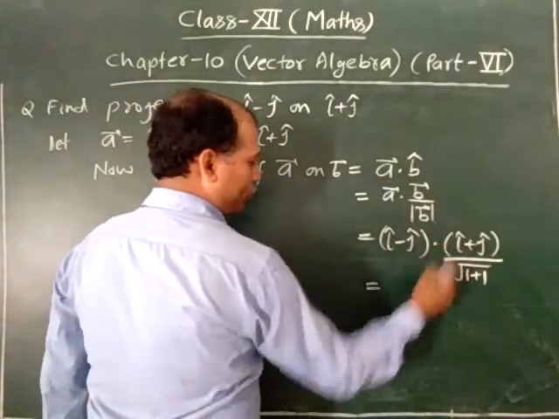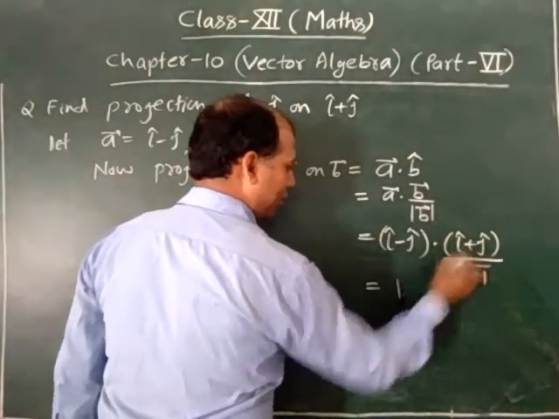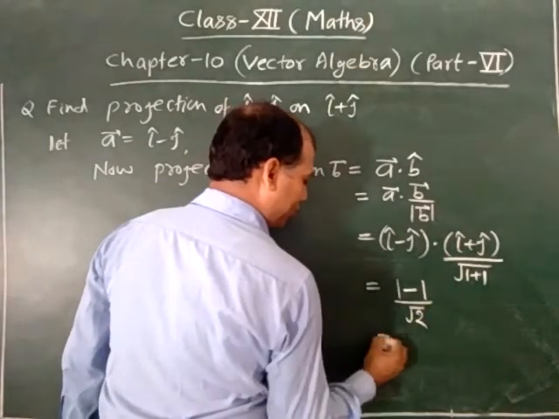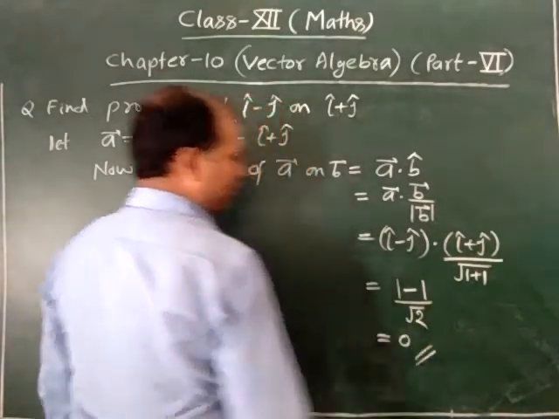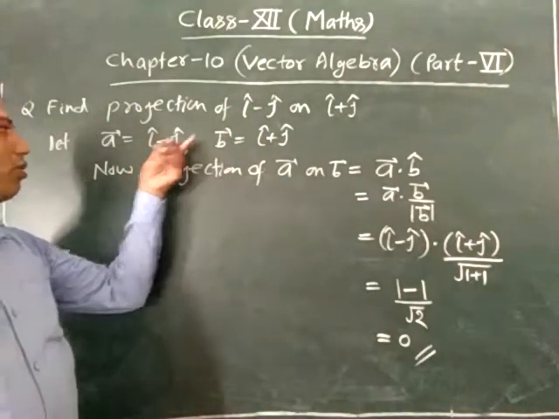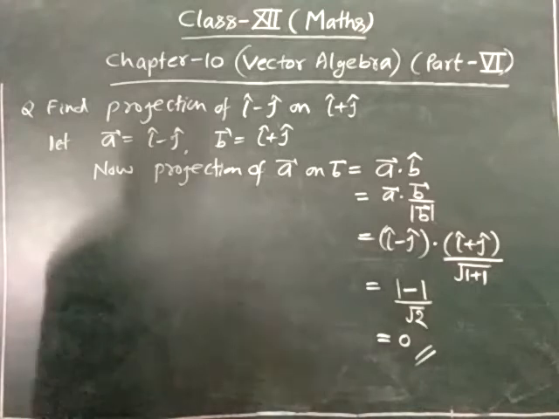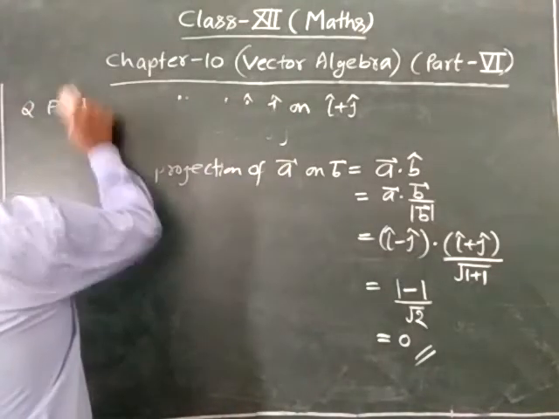Now the dot product of these two is 1 minus 1, divided by under root 2. This is equal to 0. Thus the projection of this vector on this vector is 0. It is clear, students? Now consider one more question.